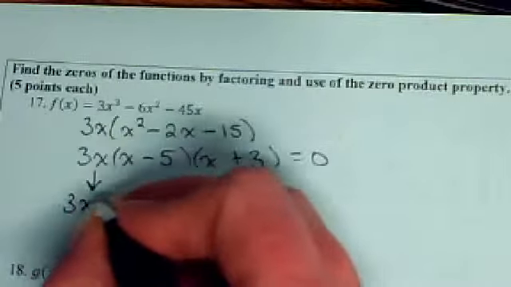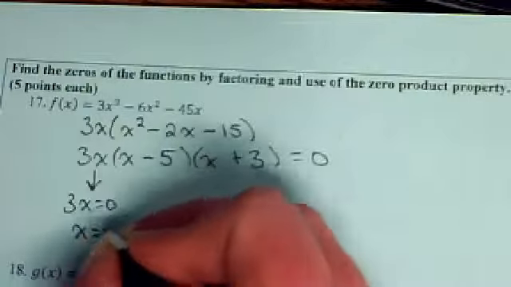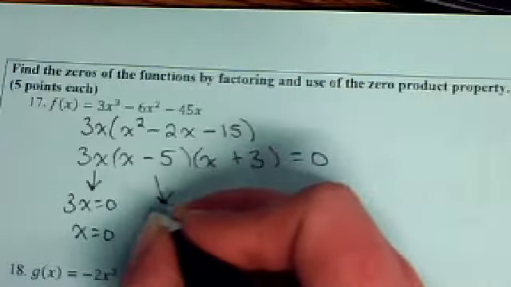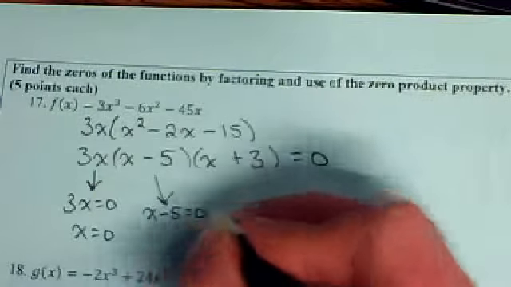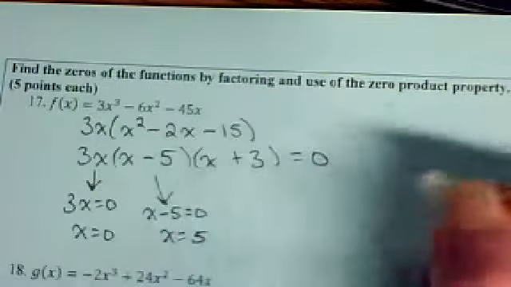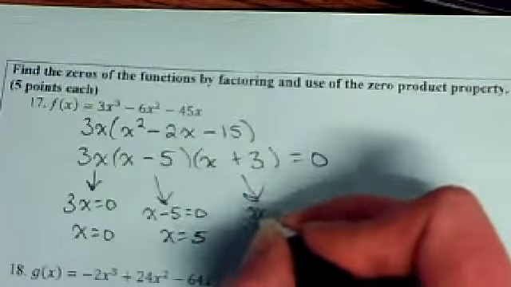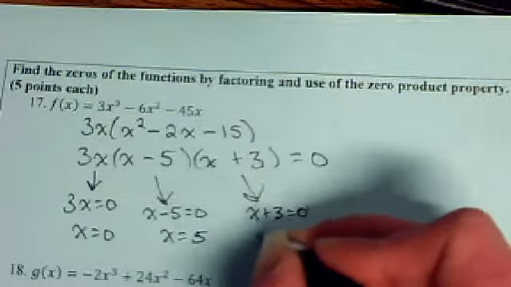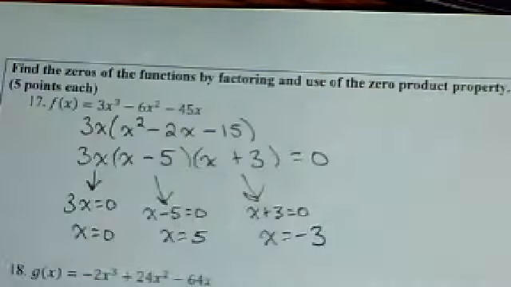What's going to make 3x equal 0? Well, when x is 0. What's going to make x minus 5 equal 0? Well, that would be 5. What's going to make x plus 3 equal 0? That would be negative 3.